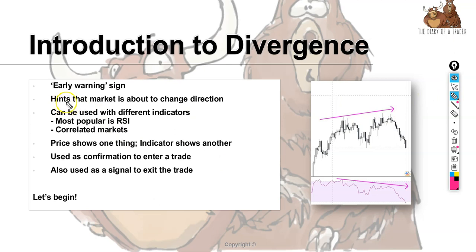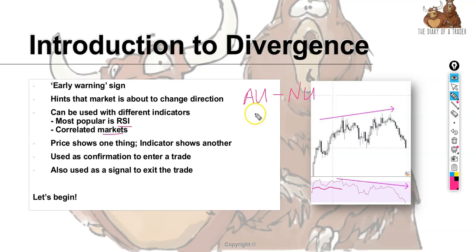So, as I was saying, it hints that the market is about to change, and it can be used with different indicators. The most popular one is RSI, which is what we see here. And you can also use it with correlated markets. So, just as an example, if you are trading the Australian dollar, shorthand is AU, the correlated market to that would be the New Zealand dollar, shorthand is NU.